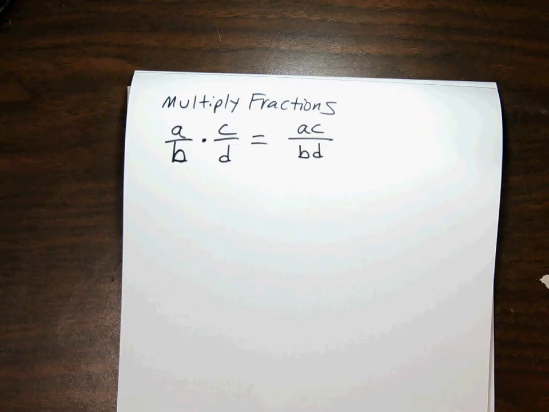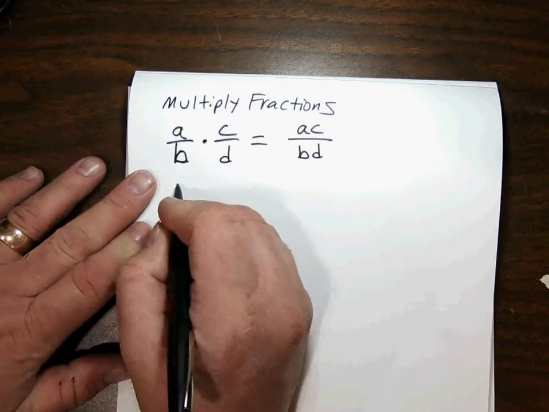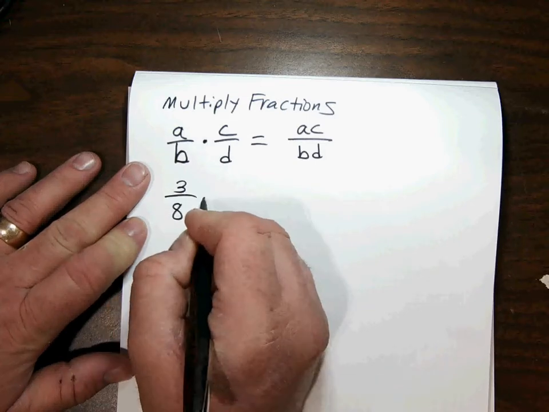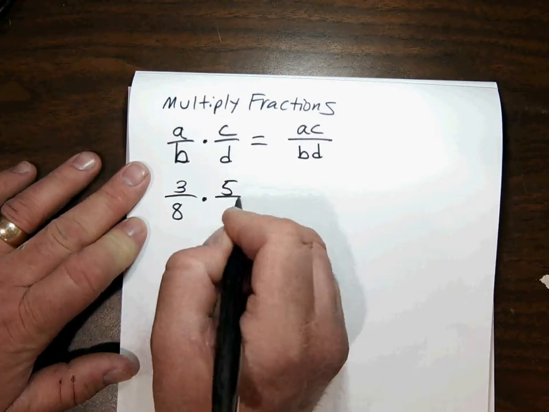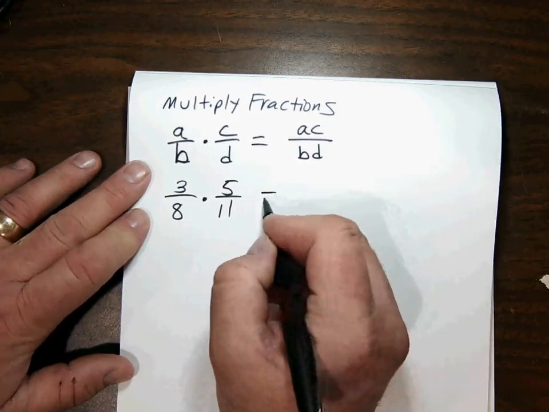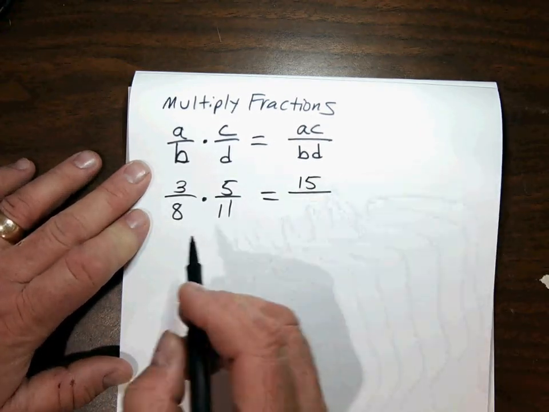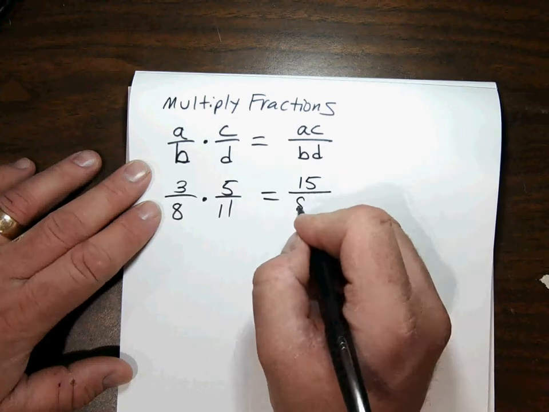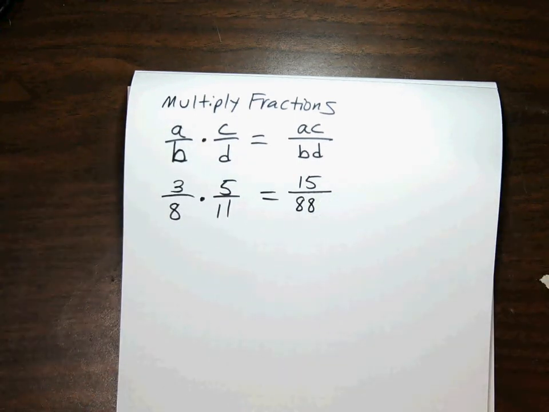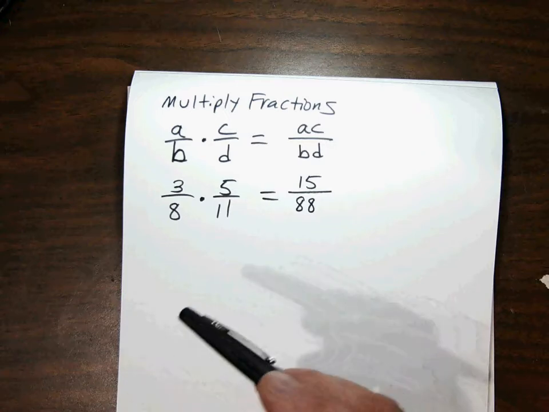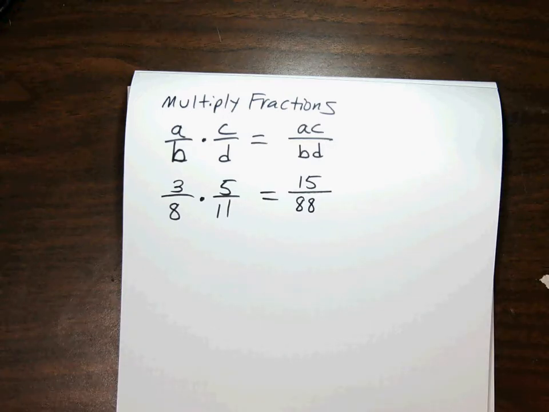Okay? So if we put kind of a practical problem out there, 3 over 8, again, that dot means times, 5 over 11. I'm going to multiply right across the top and get a 15. I'm going to multiply right across the bottom and get an 88. But then I need to stop and say, okay, reduce this fraction if needed. Okay? So we would have to do a little homework and say, can I reduce that fraction or not?